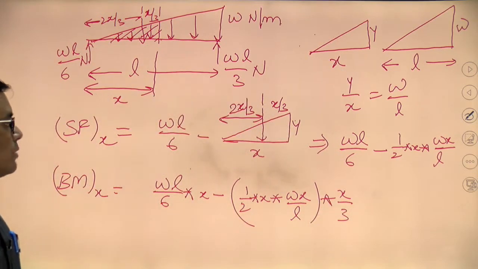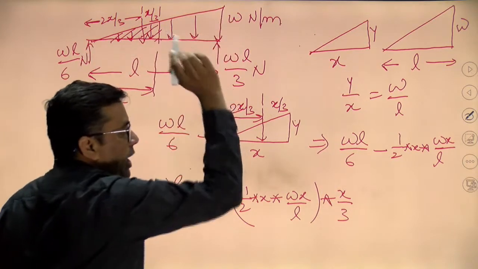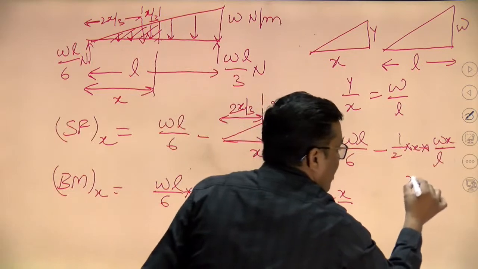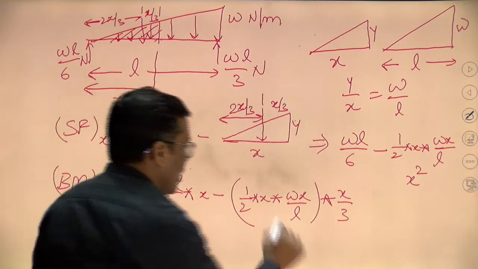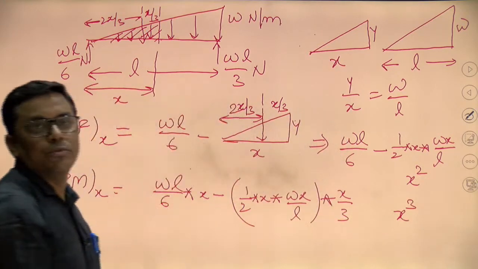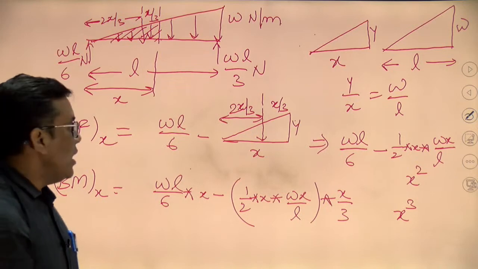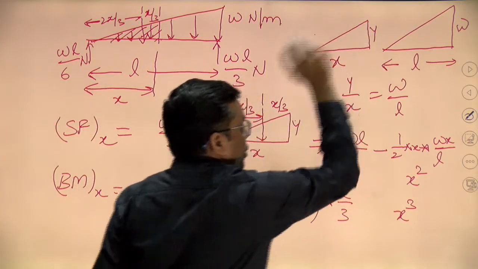Now what we are observing कि जैसे ही हमारा लोड UVL हुआ, shear force is x square, parabolic equation. Bending moment is cubic parabola, x cube. Okay, I hope it is clear. This is the simplest way to find out the load.